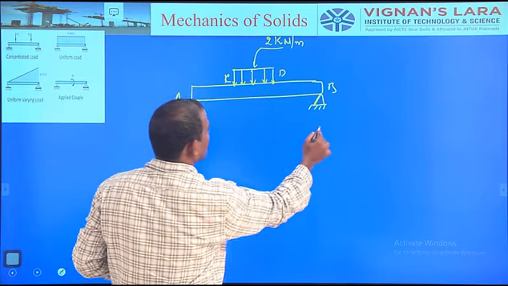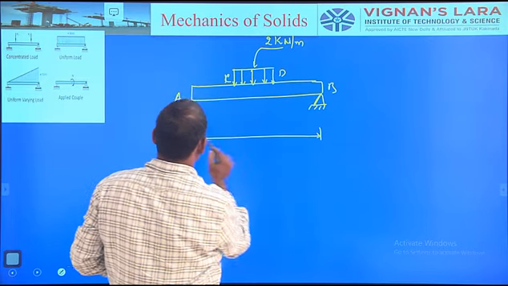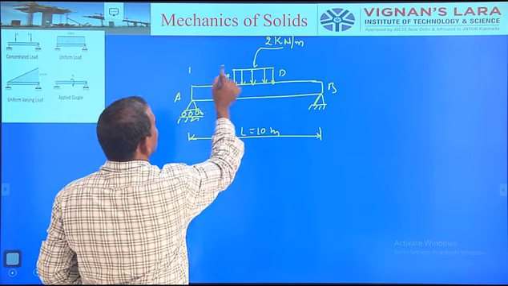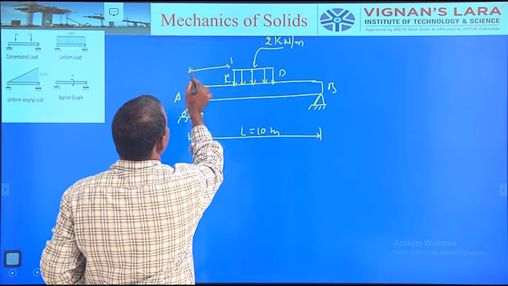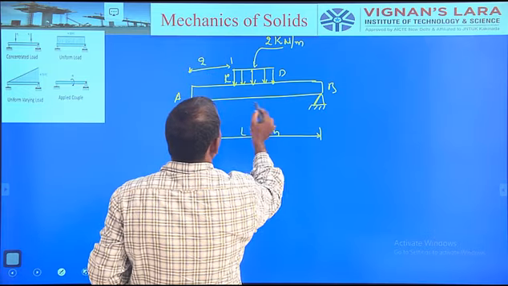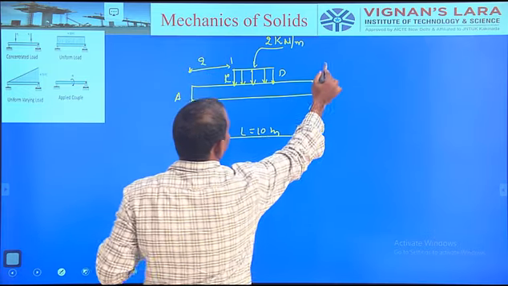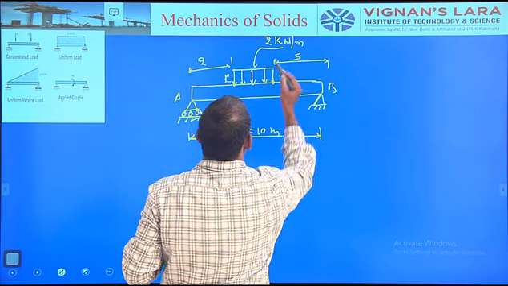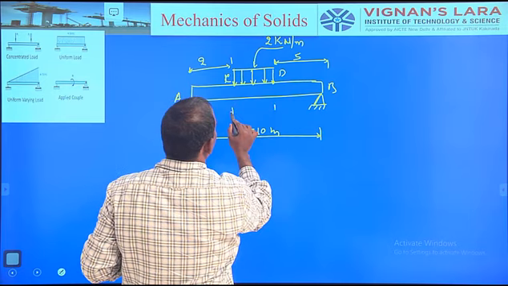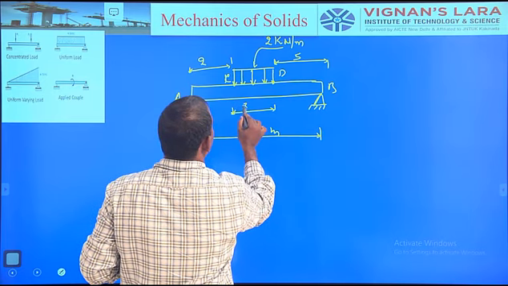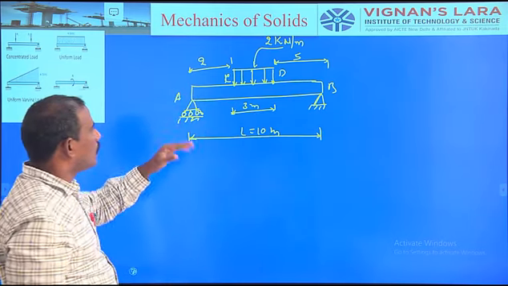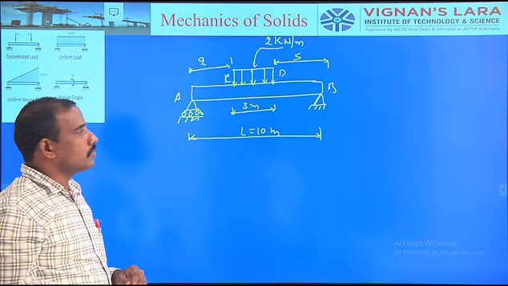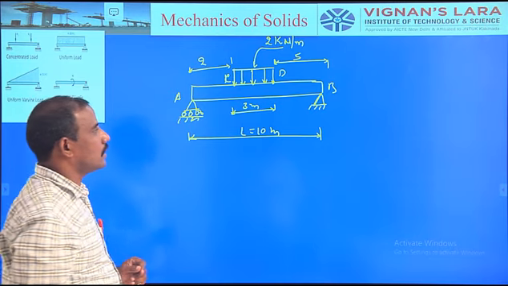The total length of the beam, as usual, is L equal to 10 meters. The length from A to C is 2 meters. Again, the length from B to D is, let us assume, 5 meters. Definitely the remaining length would be 3 meters. So again we have to calculate the point load, then locate the point at which the total load is concentrated.